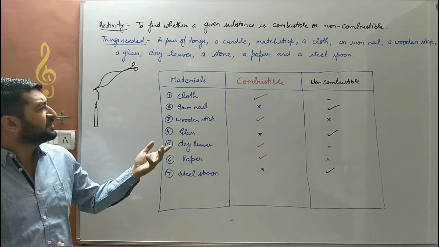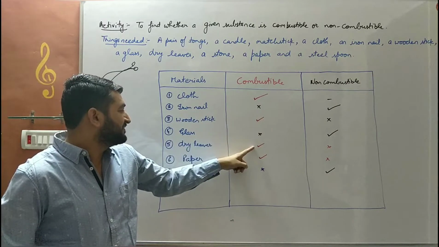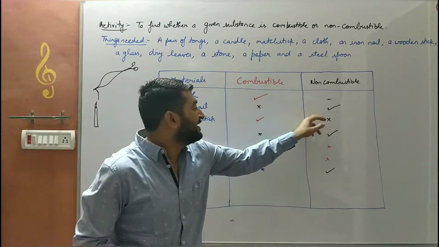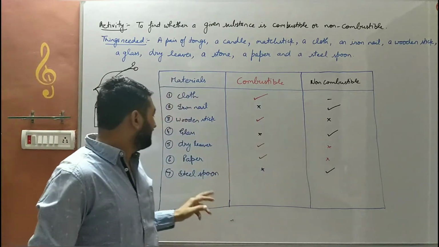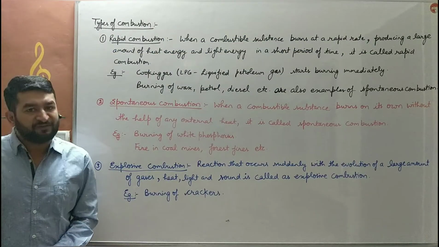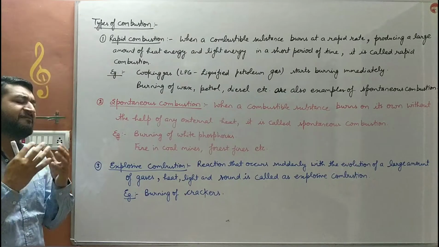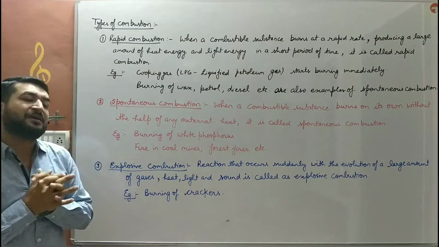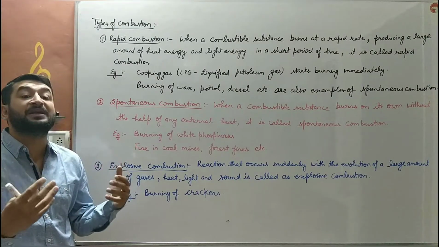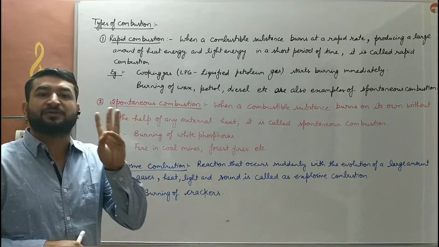So the conclusion is: cloth, wooden stick, dry leaves, and paper are combustible, and iron nail, glass material, and steel spoon are non-combustible substances. Now we will discuss the types of combustion. Under various kinds of conditions, combustible substances undergo various kinds of combustion. Their process of burning is different. So on this basis, we'll differentiate three kinds of combustion.